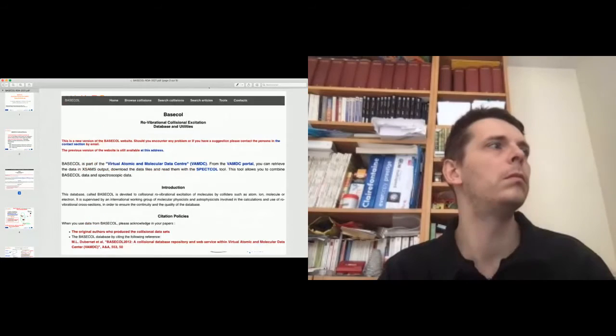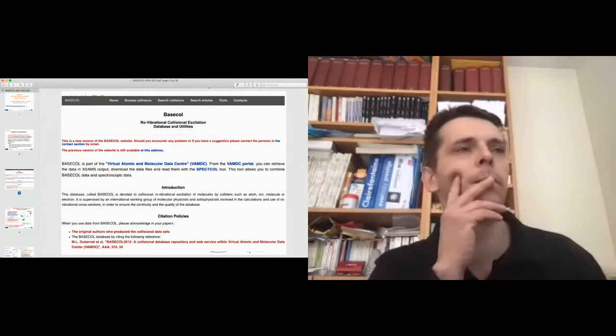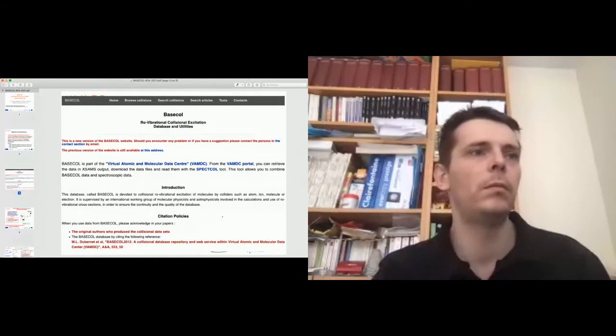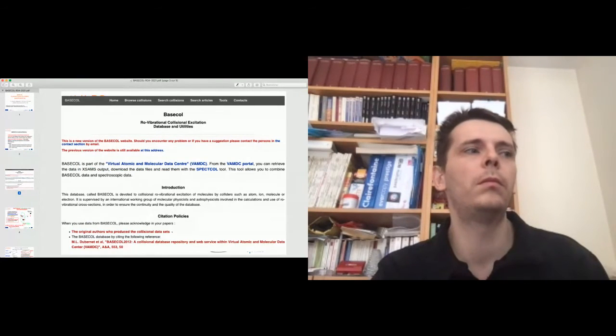Next. So, of course, a human going on the database will go to the citation policy here and see that we ask people to cite the original authors who produced the collisional datasets and to cite the database.